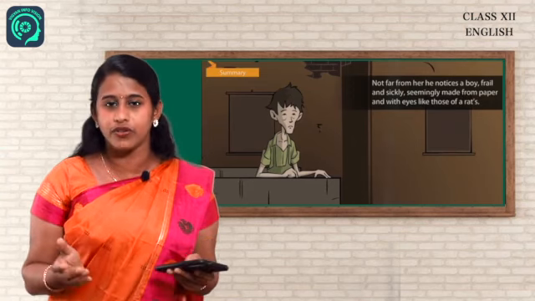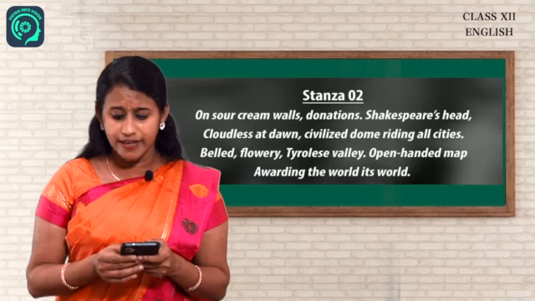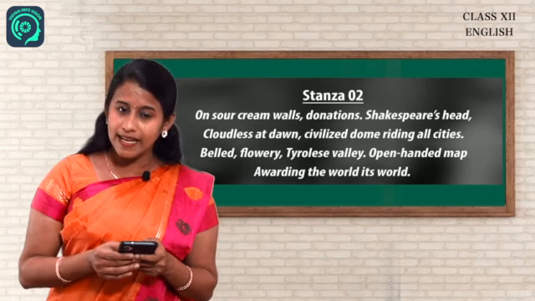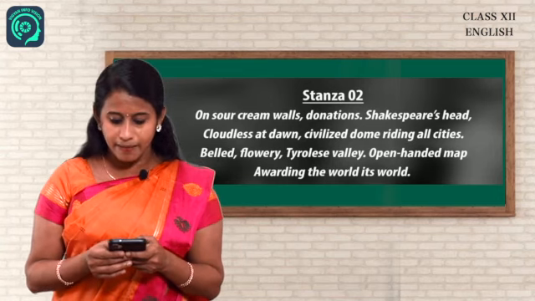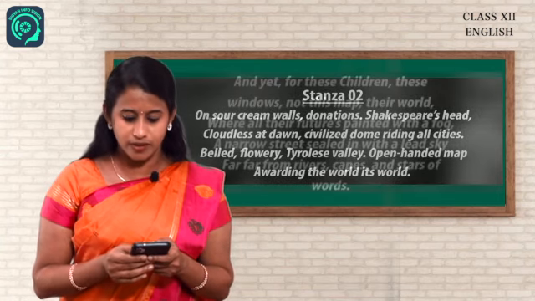Now let's move on to the second stanza. Stanza 2. On sour cream walls, donations, Shakespeare's head, cloudless at dawn, civilized dome riding all cities, belled, flowery Tyrolese valley, open-handed map, awarding the world its world.